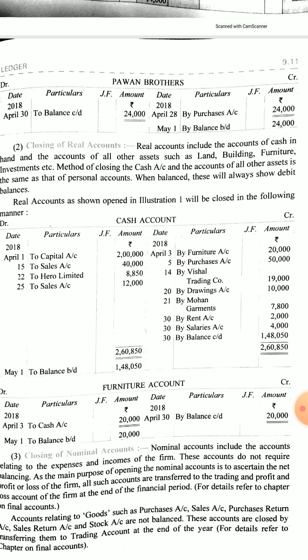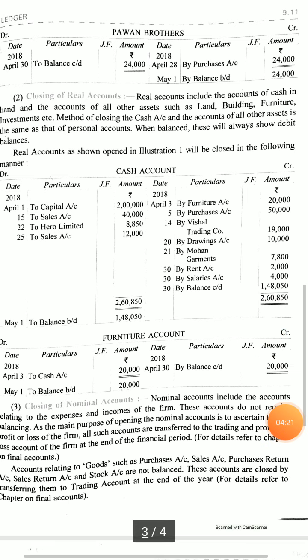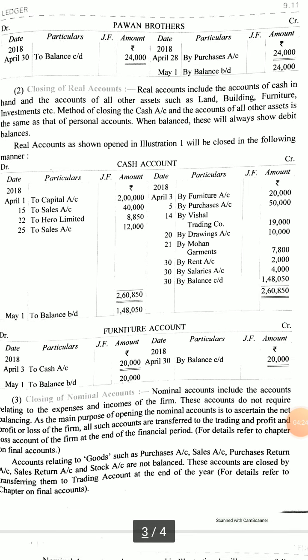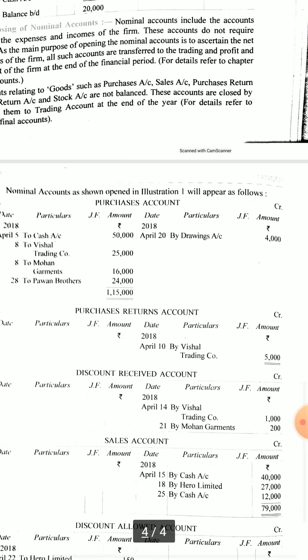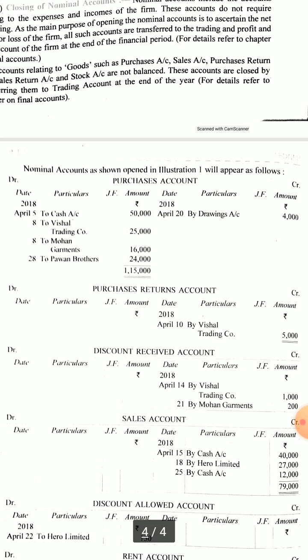So we can easily add up the debit side and transfer this 2,60,850 to this side, and then we can find how much is the balance. Balance means how much is the deficit on the credit side with respect to the debit side. So it is balanced like that, and "by balance c/d" we will write whatever amount comes, and "to balance b/d" we will write. Again, in the case of nominal accounts, how are these closed?